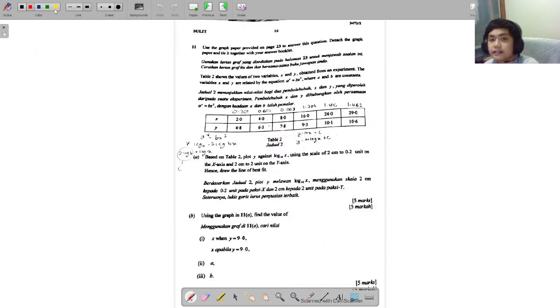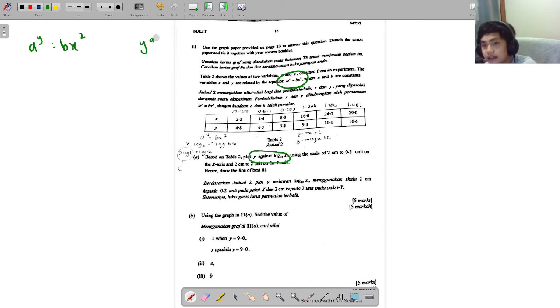Right, so question 11 is a graph drawing question, so I will not draw the graph, but I will help you roughly solve the question. They gave us an equation, a to the power of y equals bx squared. From here, we are supposed to plot a graph of y against log 10x.